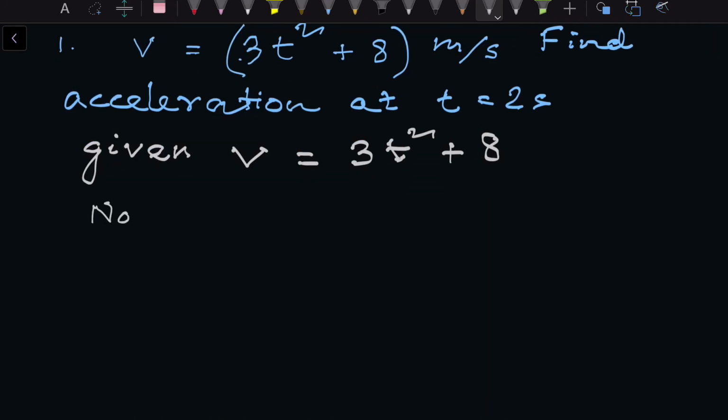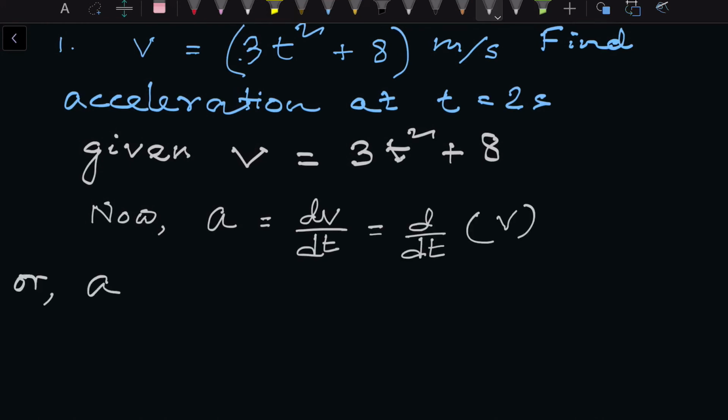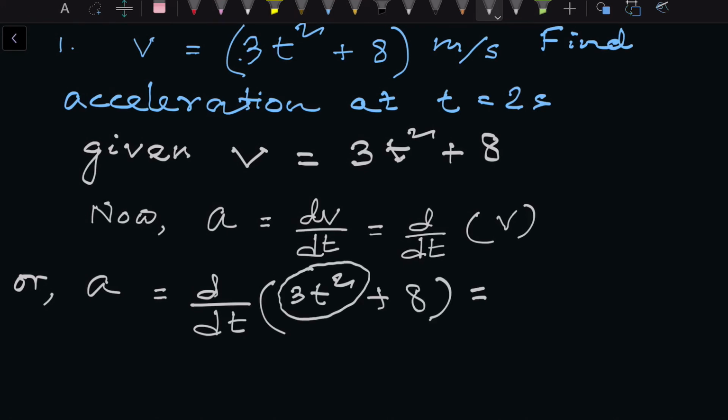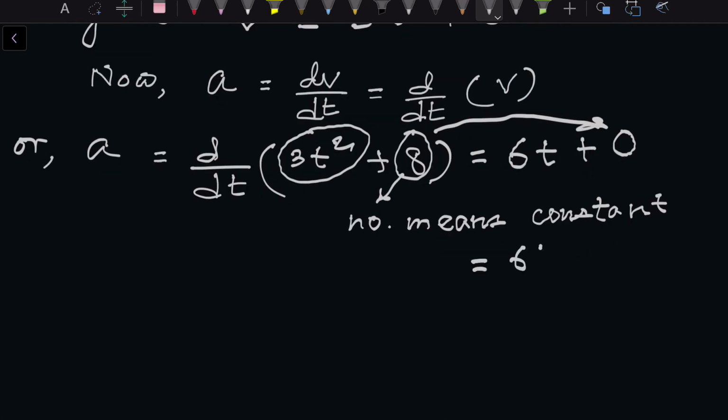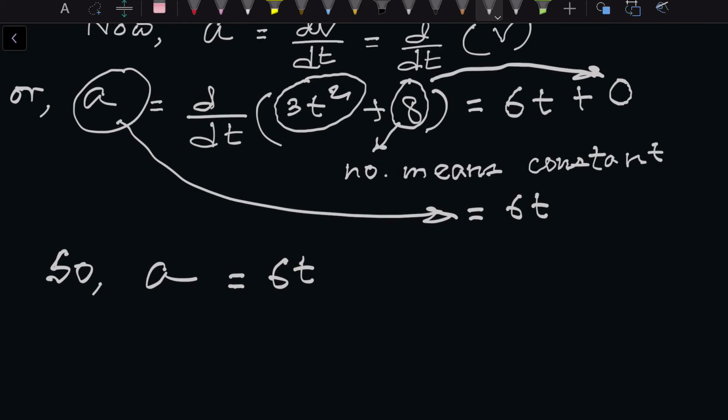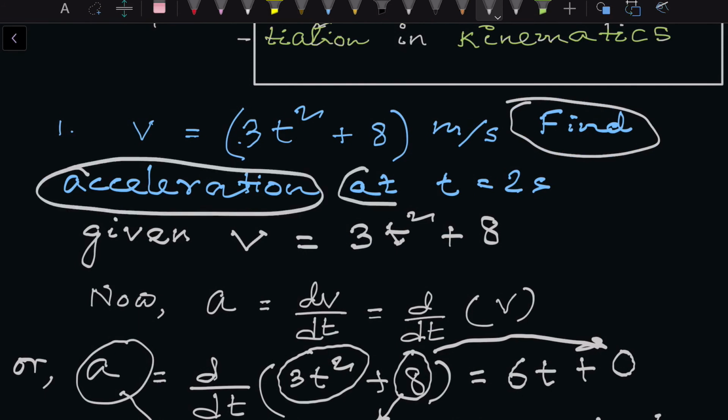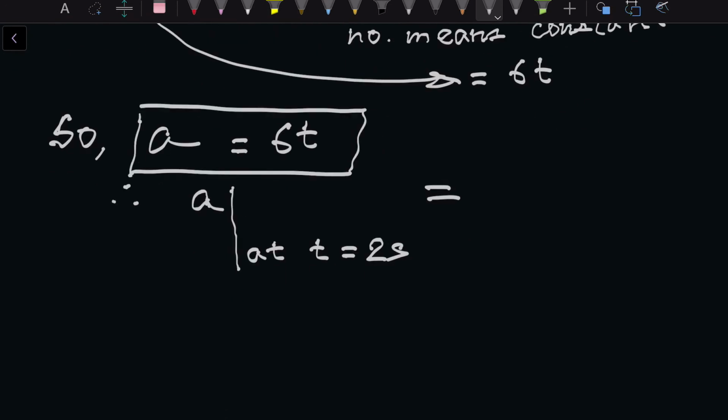Now acceleration is given by dv by dt equals d/dt of 3t square plus 8, that is v. So first we will differentiate 3t square as 6t, plus 8 as 0. 8 is a number, means constant, and 3t square gives 6t. You understand this, I think. So the answer is 6t. So acceleration is 6t. That means it depends on time. Time to time it will change. Now acceleration at a special time, 2 seconds. You have to find acceleration at 2 seconds. Now let us put 2 in place of t. So 6 into 2, that is 12 meter per second square.